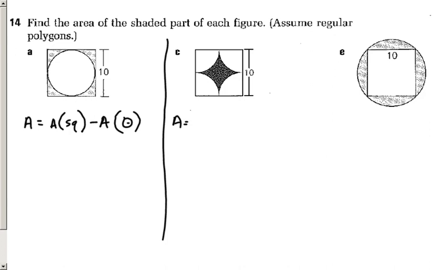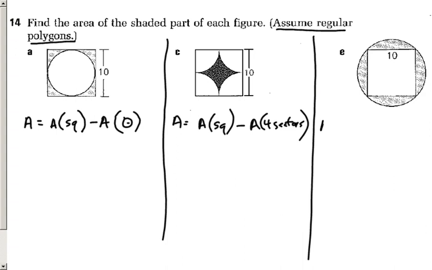The next one, I've got, again, a square, because again, I can assume regular polygons. So I know that if it looks like a square, it's going to be a square. If it looks like an equilateral triangle, it's going to be. For the next one, I know that it's a square, so it's going to be the area of the total. It's going to be the area of the square, the big thing, and it's going to subtract the area of 4 sectors. Okay, and then lastly, the area of this thing is going to be the area of the circle. All right, I'm going to subtract the area of the square inside.